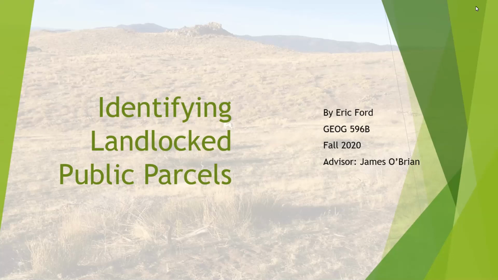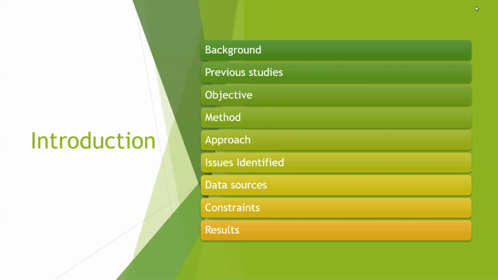All right. So my name is Eric Ford, and this is my capstone project for Geography 596B in the fall of 2020. And the topic is identifying landlocked public land, which is just public land that is not accessible to the public. And before I get started, I'll say that the source data and examples are all from my home state of Nevada, but the same analysis principles would hold true for pretty much any state with a comprehensive land ownership data set. So here's a little overview of what I'm going to be talking about today.